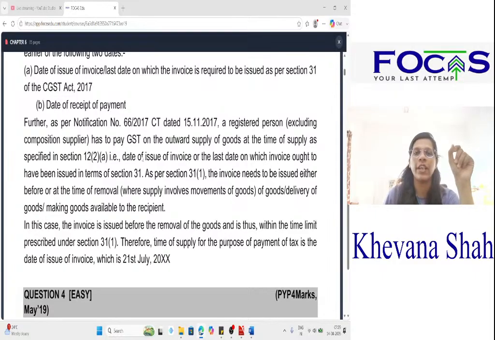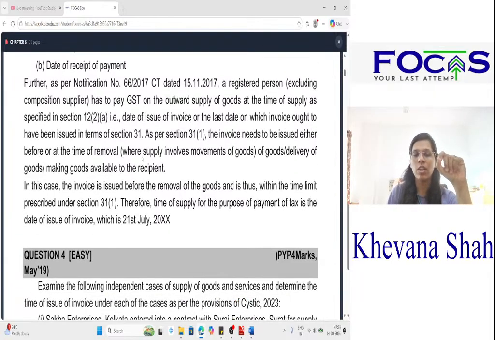That is, your date of issue of invoice or the last date on which your invoice ought to have been issued in terms of section 31. So, as per section 31(1), the invoice needs to be issued either before or at the time of removal where supply involves movement of goods, or delivery of goods, making goods available to the recipient.